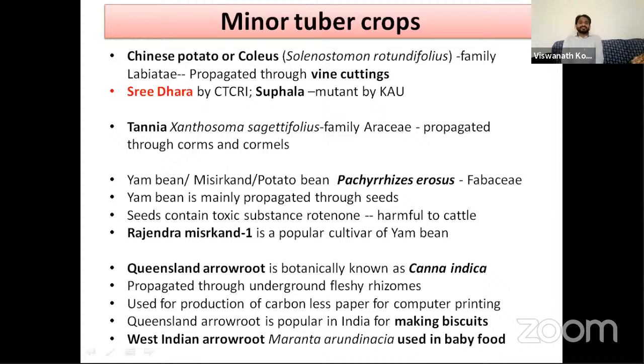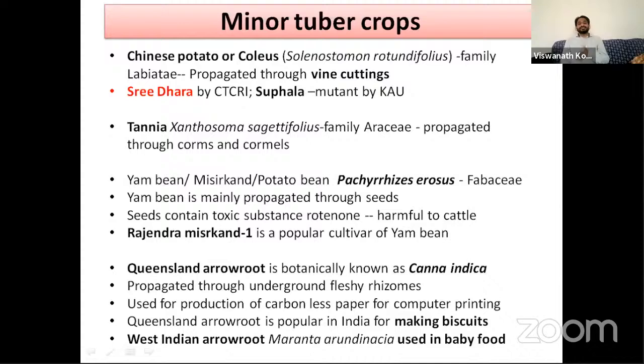There are some minor tuber crops like Chinese potato, Plectranthus rotundifolius, propagated by vine cuttings. There are two important varieties of Chinese potato, Sree Dhara by CTCRI and Suphala. Suphala is a mutant variety of Chinese potato developed by Kerala Agricultural University. Sree Dhara is also a repeatedly asked question. Then there are Chinese potato, Tannia, Xanthosoma sagittifolium. Yam bean is very popular in Bihar and West Bengal. The yam bean tubers are generally used for salad purposes, very sweet, and you can eat them raw.